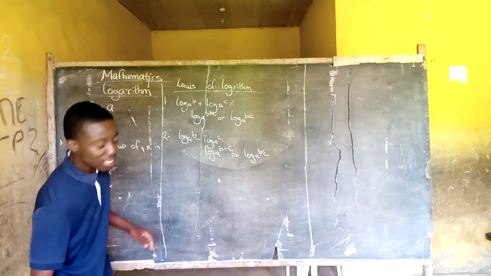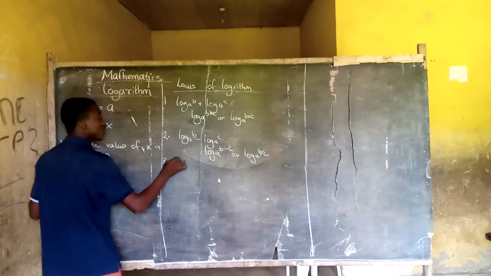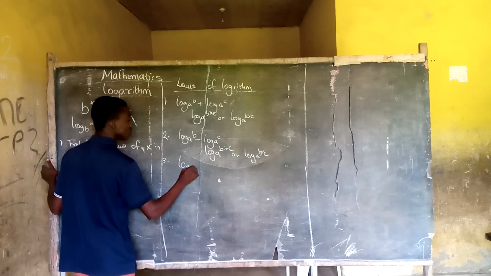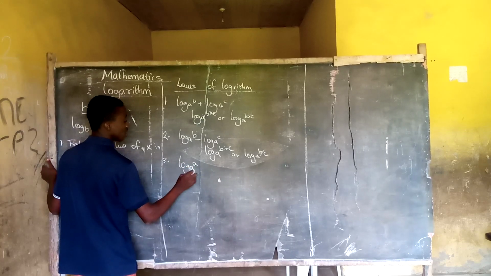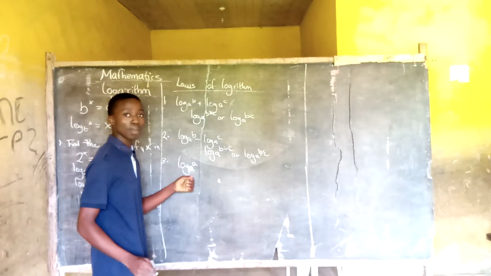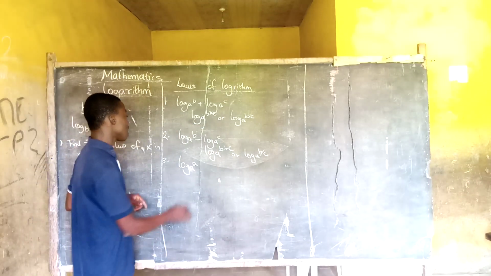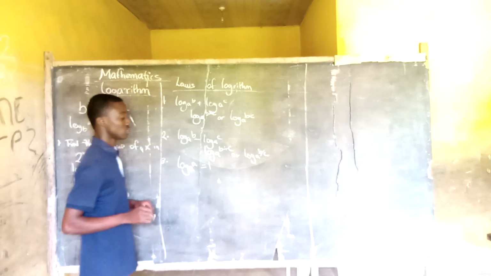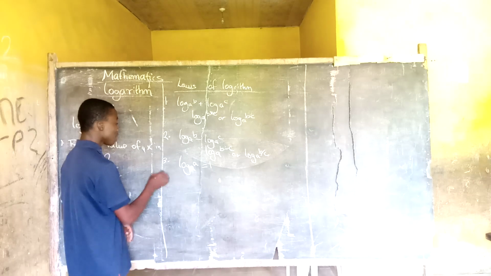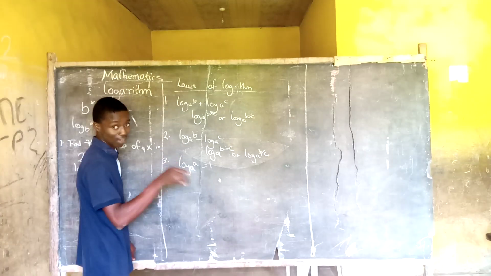Then law number 3 says, for example, we have log to base a to power a. Whenever you have a log to base a raised to the power of an equal number of that base, the answer is 1. Then law number 4 says that, I'm going to give an example.